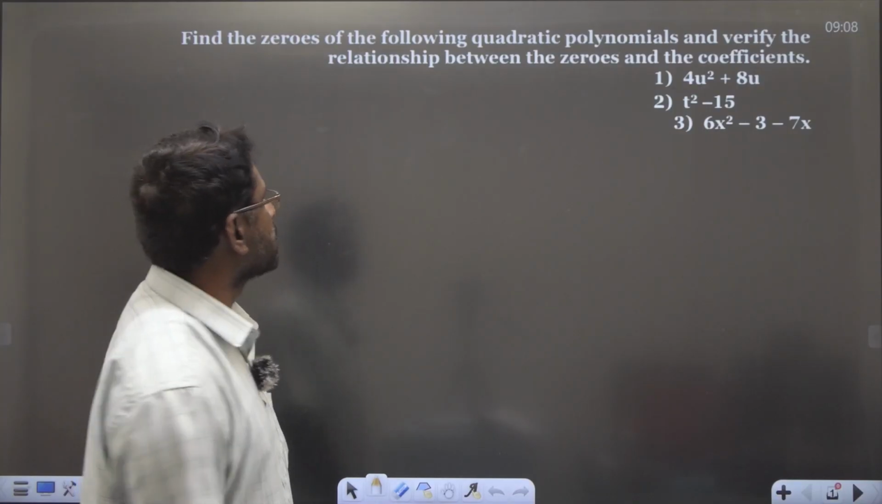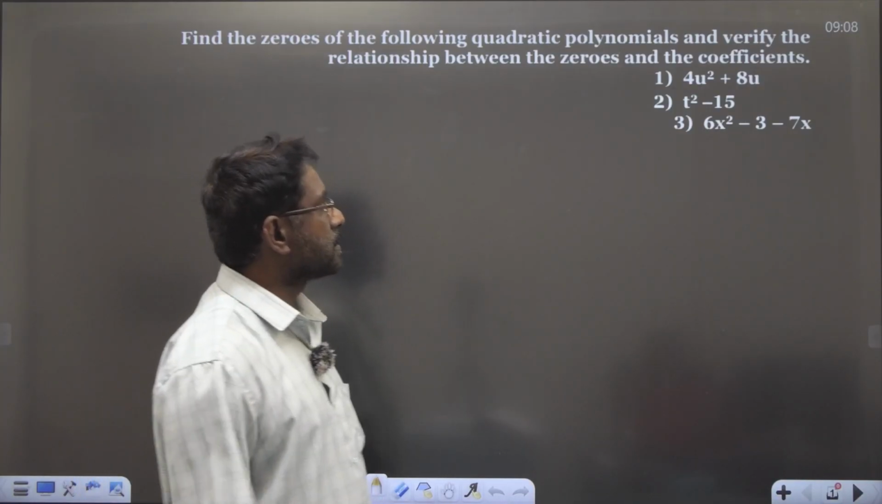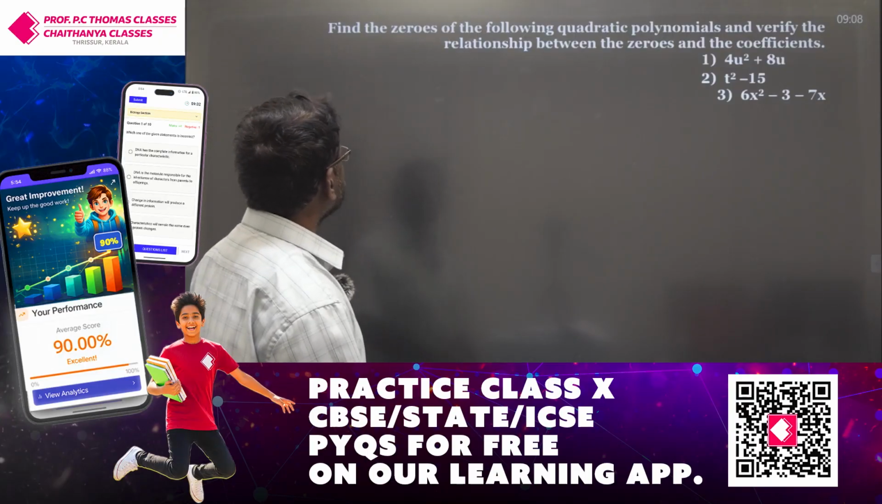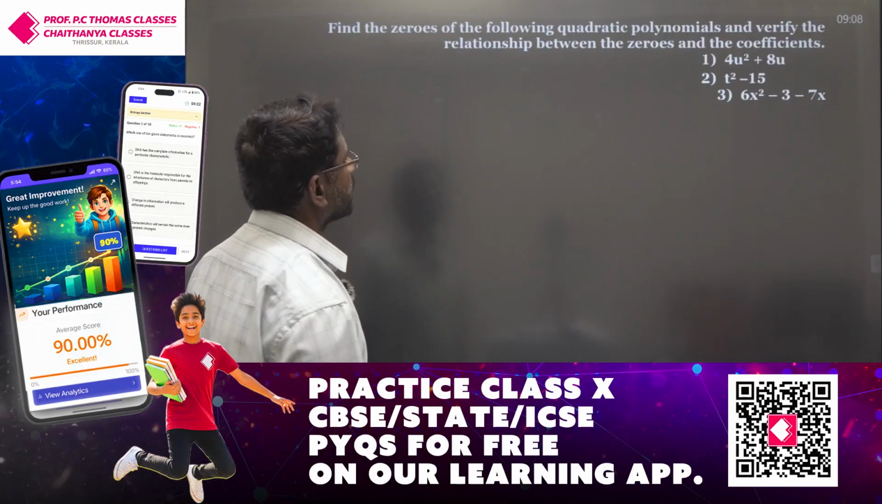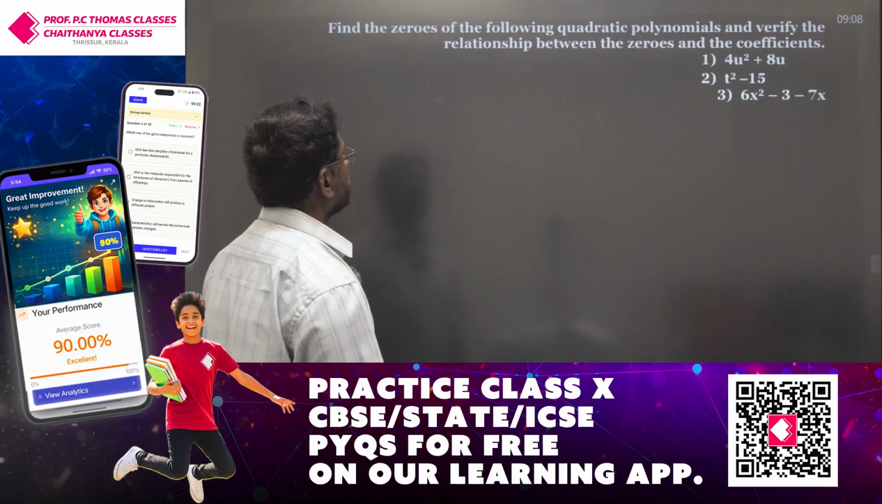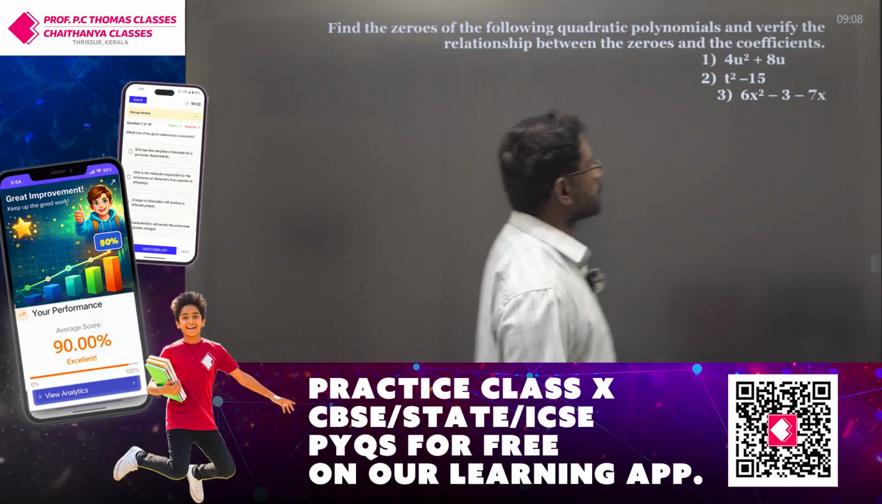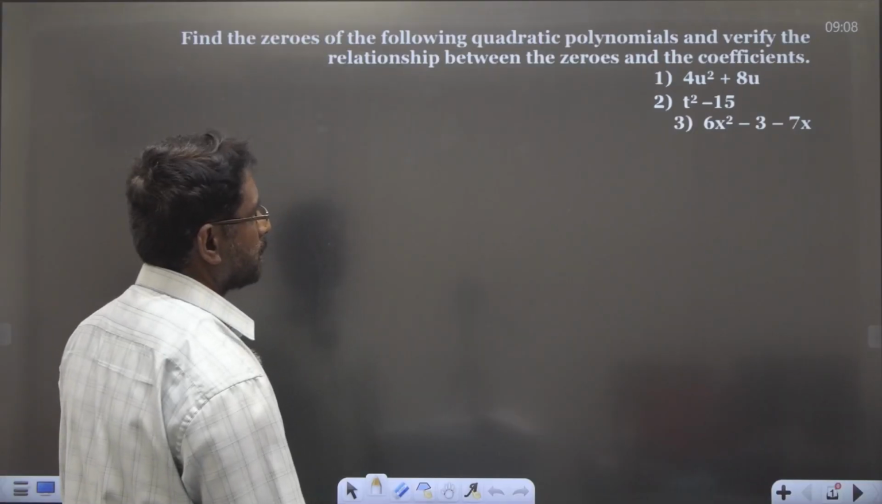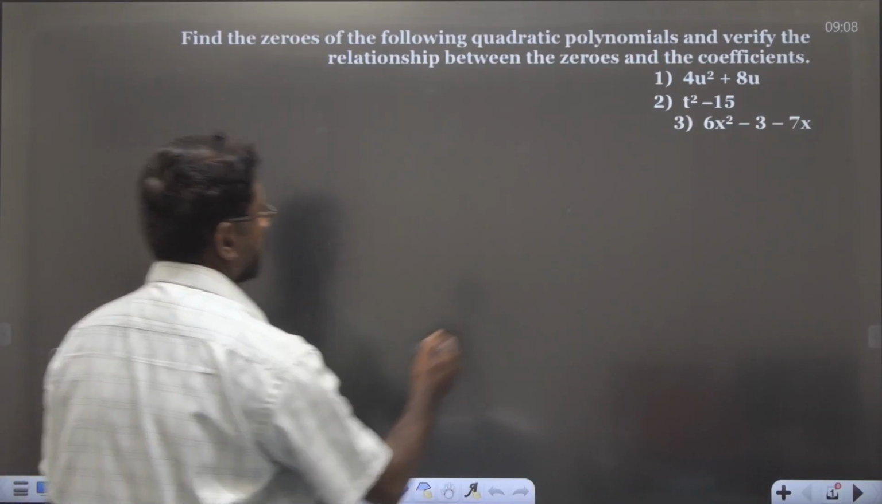Hi children, yesterday we discussed the theory parts of this chapter. Today we are going to discuss some NCERT book problems. Our first question is, find the zeros of the following quadratic polynomials and verify the relationship between the zeros and the coefficients. Yesterday we discussed what is a quadratic polynomial.